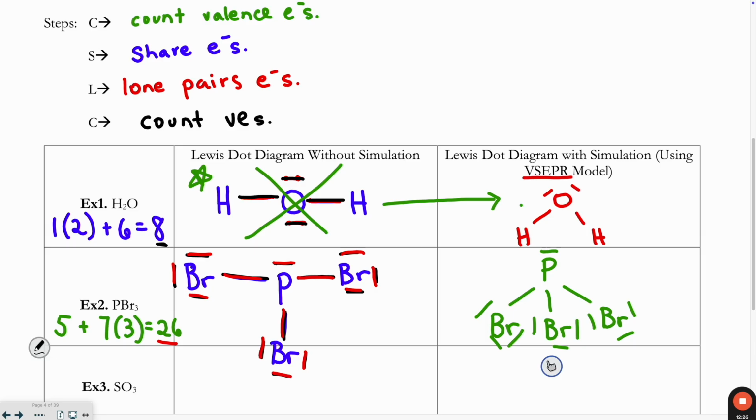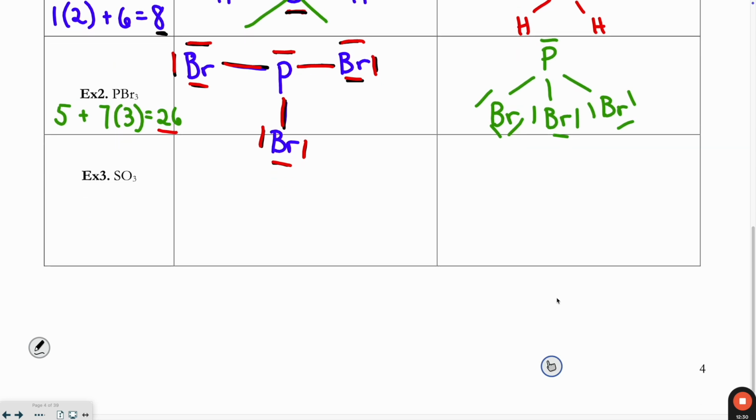All right, let's look at another practice. This one gets a little bit more tricky. So SO3, sulfur has 6 valence electrons, oxygen has 6, but I've got 3 oxygens, so I have a total of 24 valence electrons. So when I draw this, I'm going to put sulfur in the middle. I have 3 oxygens coming off of it. I'm sharing.